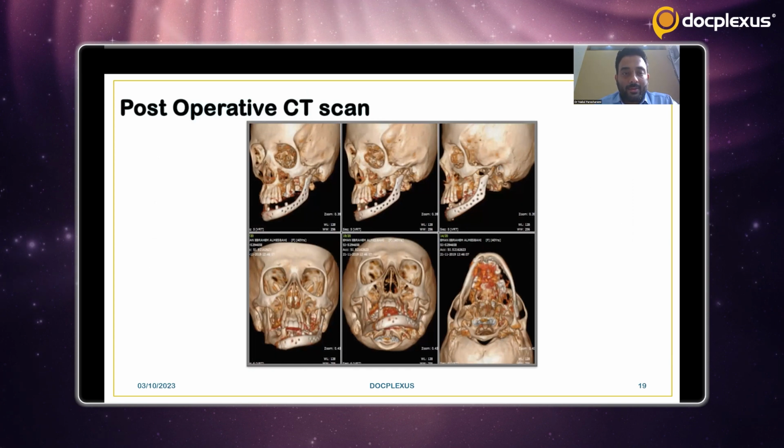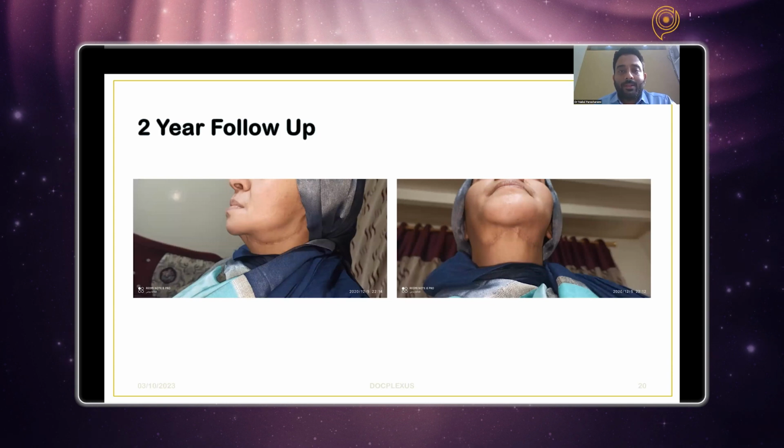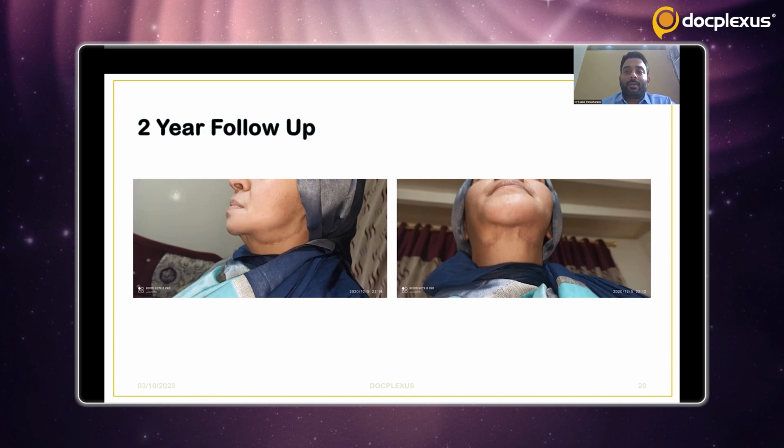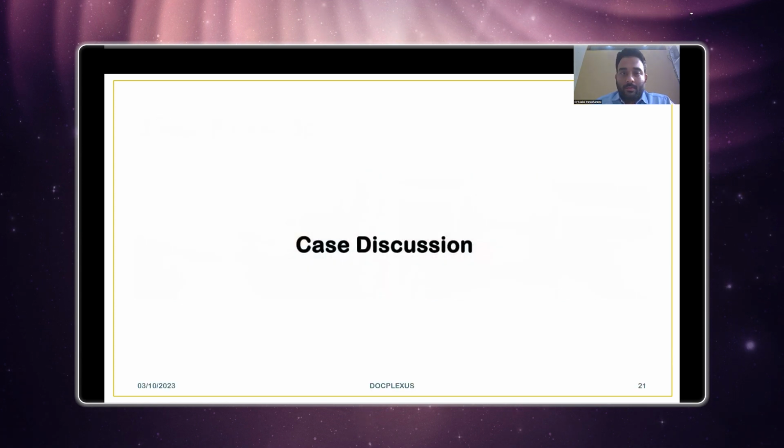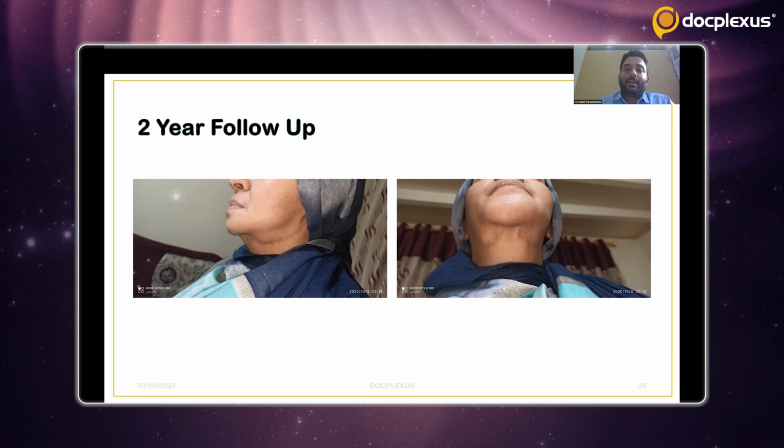Post-operative CT scans, you can visualize the prosthesis in place. So this is a 2-year follow-up where the contours are maintained. She is able to eat properly. Because of her time constraints, we couldn't give her an intraoral prosthesis as planned, but still she is able to manage properly and eat properly. These previous photos were sent by the patient as the patient cannot come back again to India.